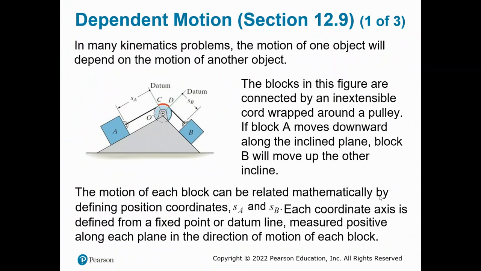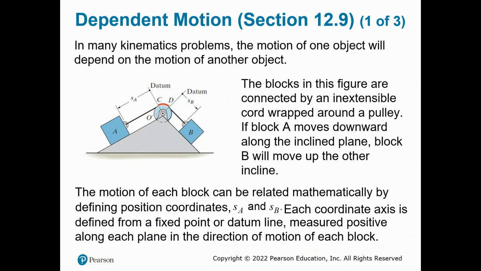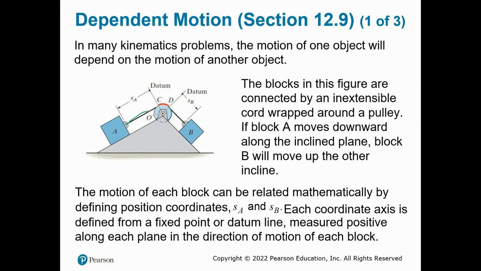Now, what's not changing is the total length of this cable that's connecting block A and block B. Let me highlight it. What's a good color? Let's choose green. This cable overall, going from here to here. The total length of this cable does not change. The total length of the cable is a constant.